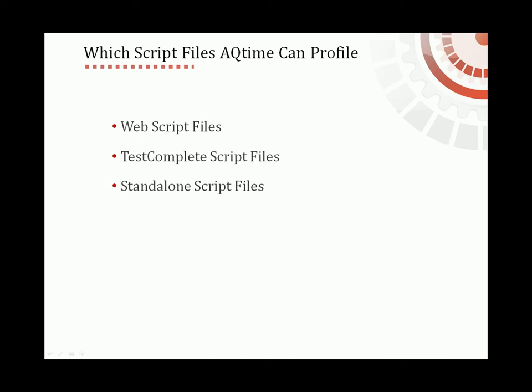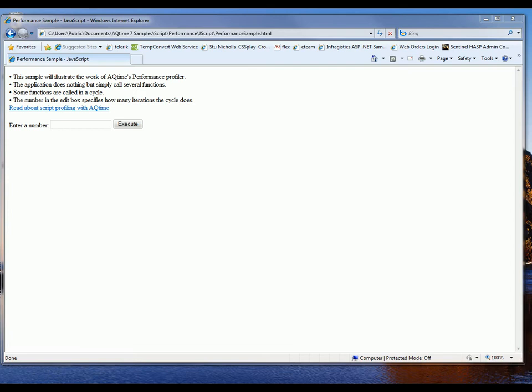The Microsoft scripting engine supports both VBScript and JScript. So you can use AQtime to profile web scripts, TestComplete projects, and Windows script host tasks that are written in either of those languages. And today we'll demonstrate how to profile a script that's located on a web page. Let's get started. Script code is executed by an application that hosts the script engine. In our case, we're going to use Internet Explorer as our host application.